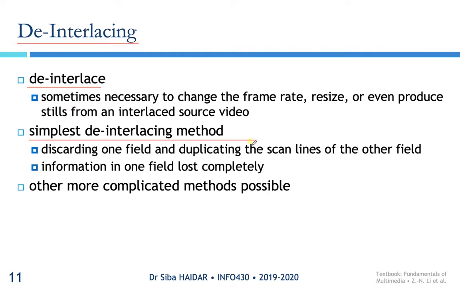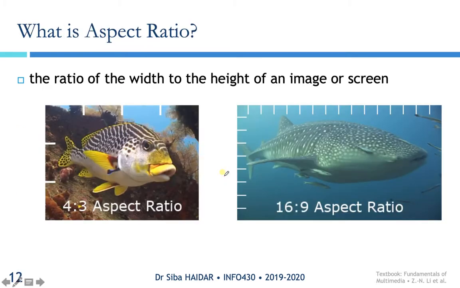The simplest deinterlacing method is, of course, to discard one field, just throw it in the garbage, and duplicate the scan lines of the other field. So just like we are making every line, we are doubling it. We are, of course, making thicker edges, and the information in one field is lost completely. This is the brute force, this is the easiest. But of course, there are other more complicated methods that may be used, and this depends on the end goal of the deinterlacing, what you want to do with it.